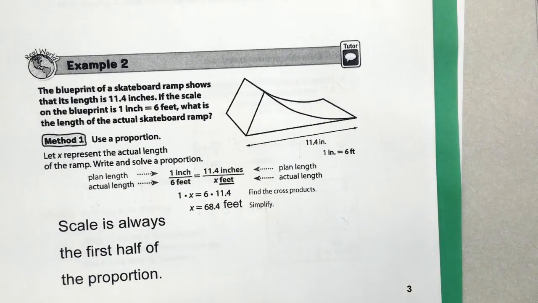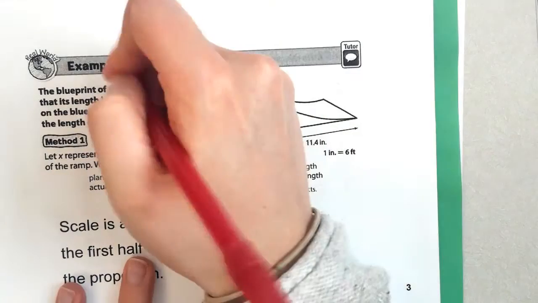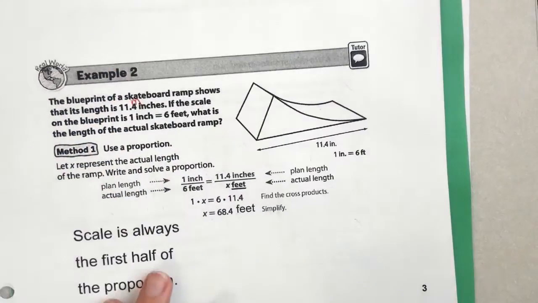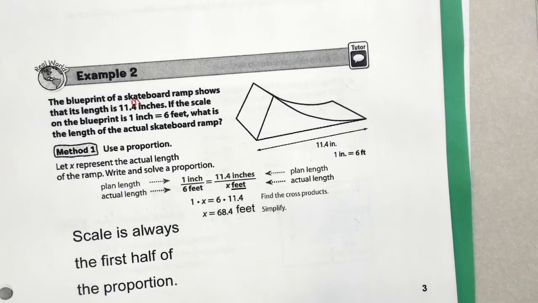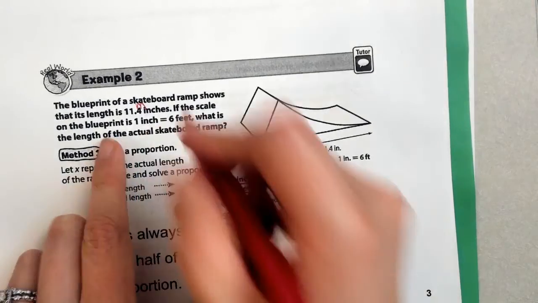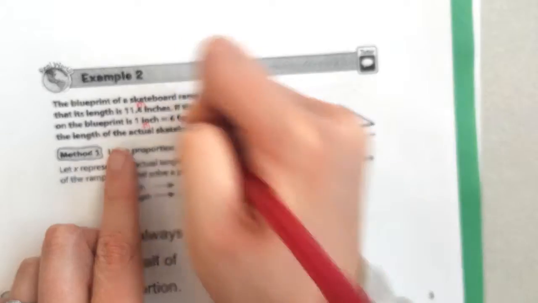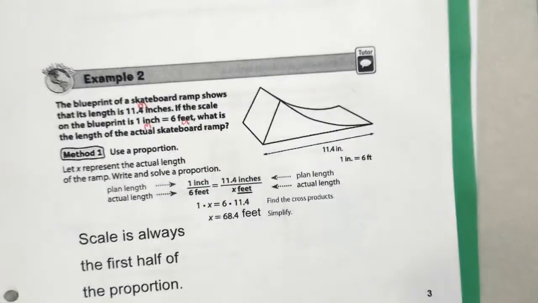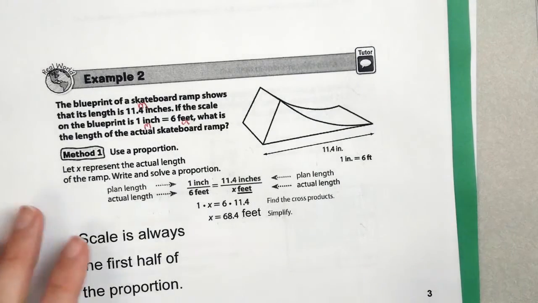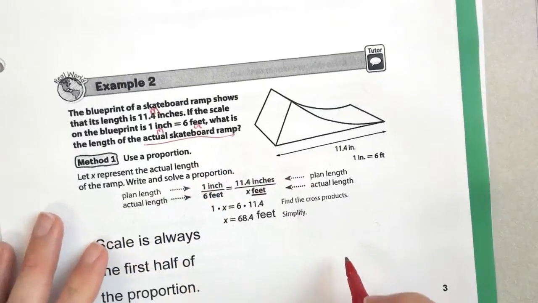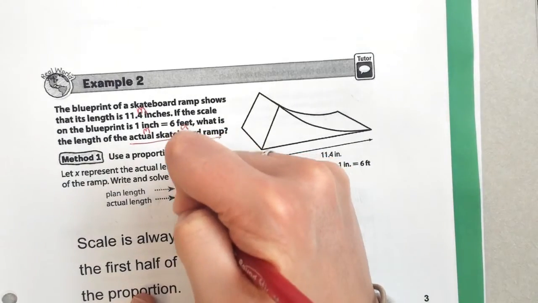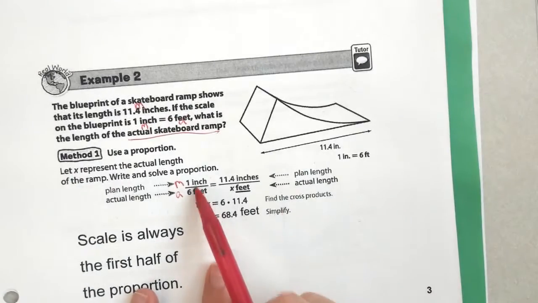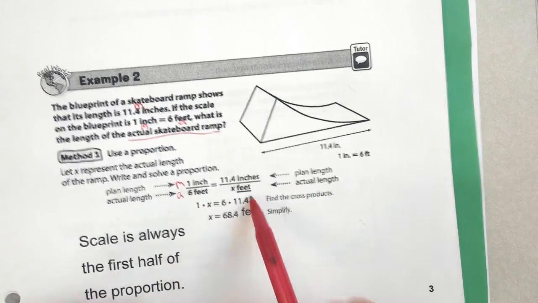The blueprint of a scale skateboard ramp shows that the length is 11.4. Since it said it's a blueprint, that is my model. If the scale of the blueprint is 1 inch is equal to 6 feet, remember we always do model to actual, what is the length of the actual skateboard ramp? So I'm looking for the actual here. This becomes really easy to set up if we're doing model over actual, model over actual.